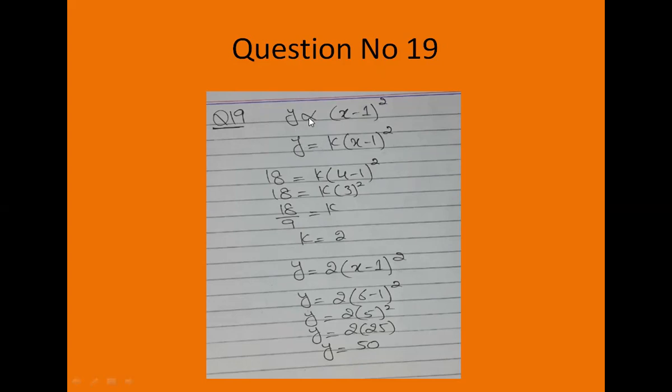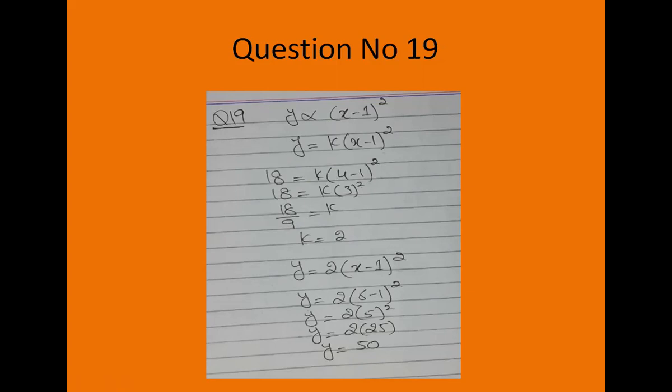So y equals, when I remove this proportional sign, I will introduce an equal sign here, and I will put a constant here. So that constant is k into x minus 1 whole square. He says the y value is 18 when x is 4. Put those values here. You will have 18 equals k bracket 4 minus 1 bracket close whole square. So 18 equals k into 3 whole square. So this will become 9. When it goes on the other side, it will divide. So k equals 18 by 9, and that will be 2.